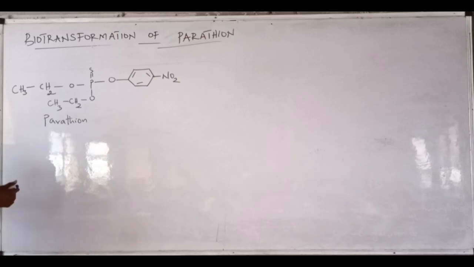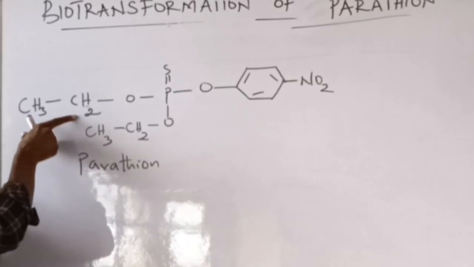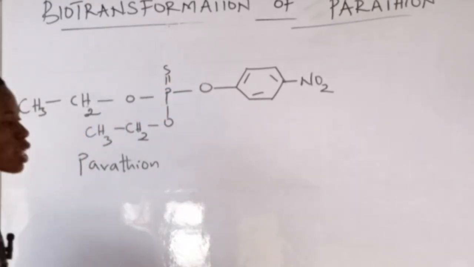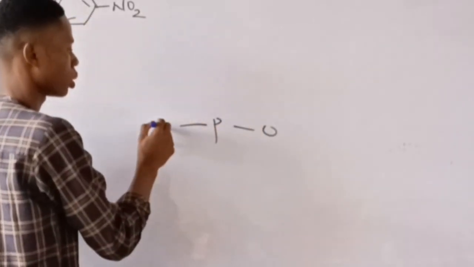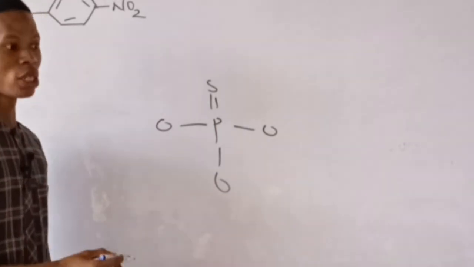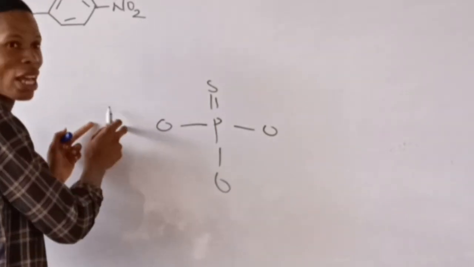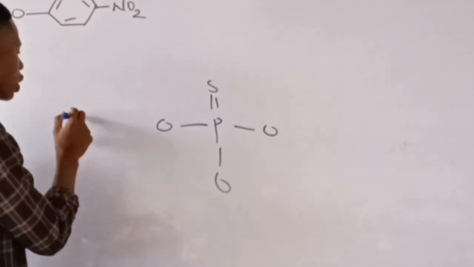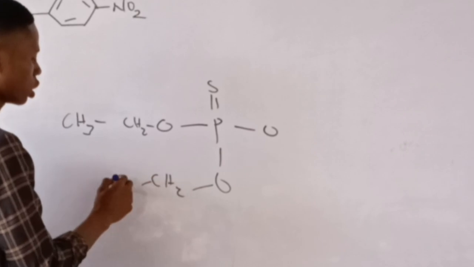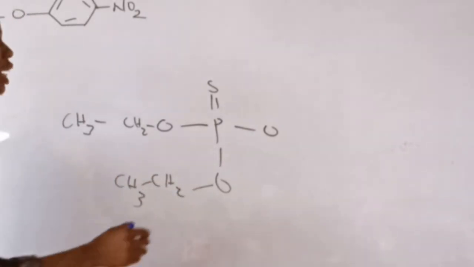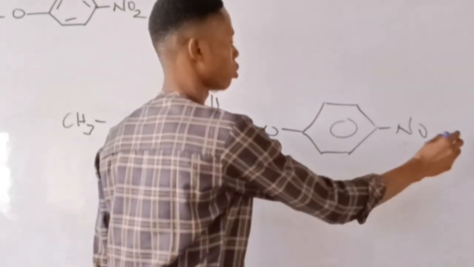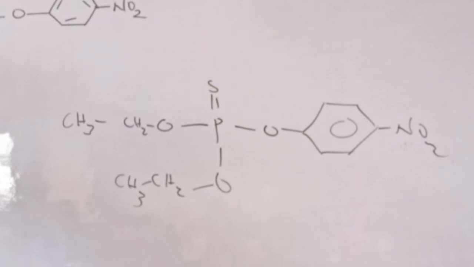If you are drawing this, the simplest way is to start with your phosphate. But your phosphate now is attached to sulfur. Then on this side, attach an ethyl group. On this side, the same thing. So you attach this CH3, CH2. Same thing here, CH3, CH2. Then here you attach your benzene ring attached to a nitro group. So this is the structure of the parathion.